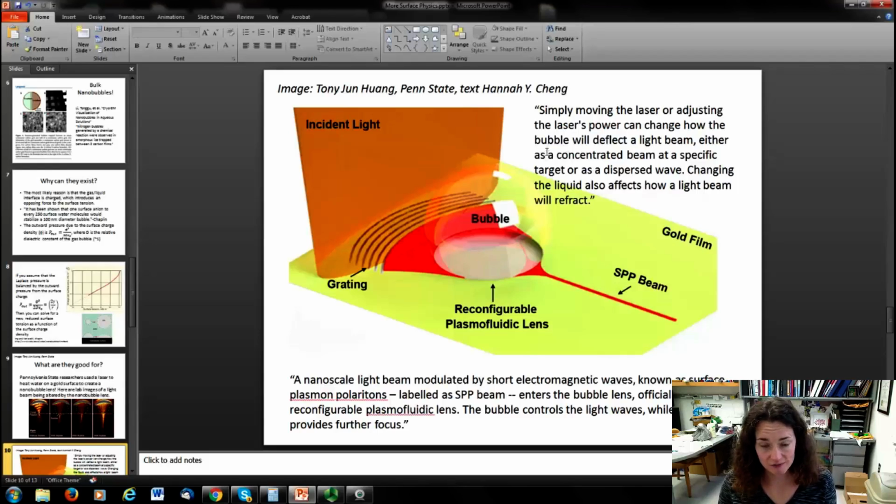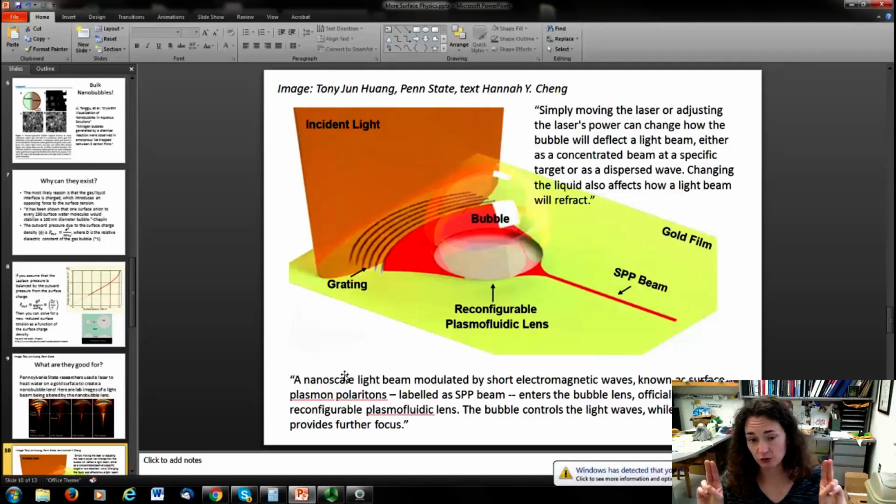And they say a nanoscale light beam modulated by short electromagnetic waves, which is known as the surface plasmon polariton, labeled SPP beam in the image, enters the bubble lens, officially known as the reconfigurable plasmofluidic lens, right? I like nanobubble better, but okay. And the bubble controls the light waves while the grating provides further focus. So they're using nanobubbles as lenses.